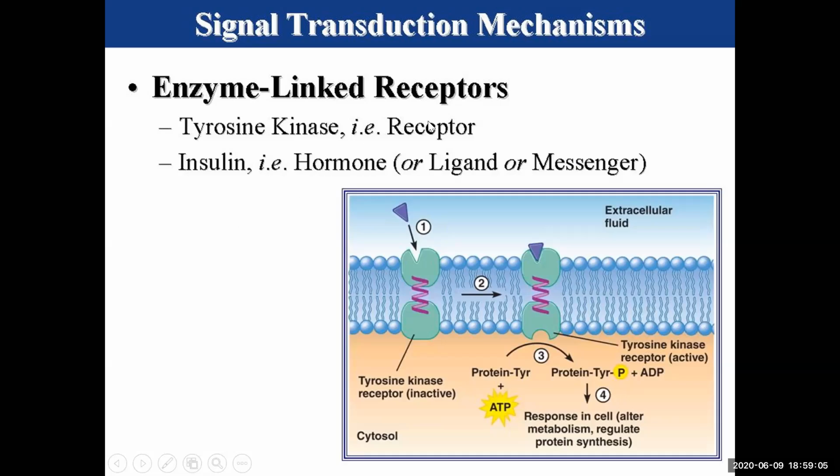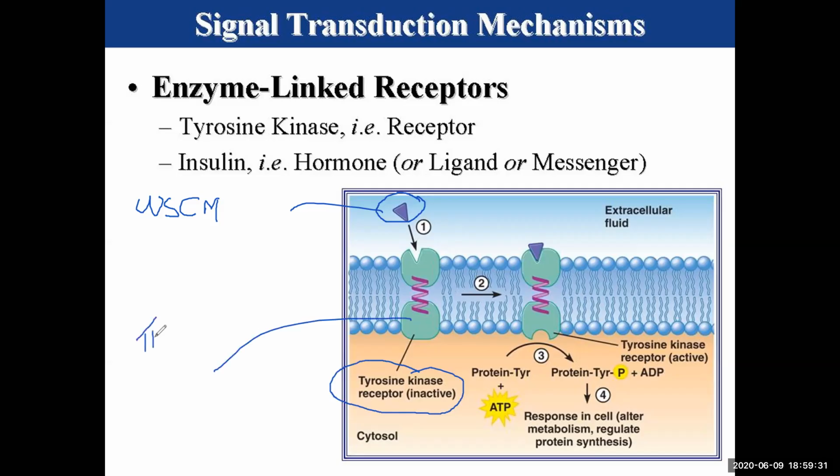Again, here, the chemical messenger is also a water-soluble chemical messenger. It remains on the outside, right? Water-soluble chemical messenger. Now the receptor is unique. The receptor is also an enzyme. So here, it's a transmembrane protein that has a dual function. It acts as a receptor, but it is also an enzyme.